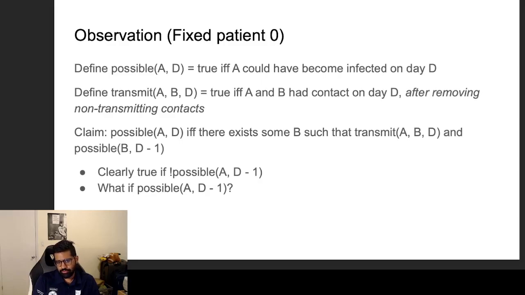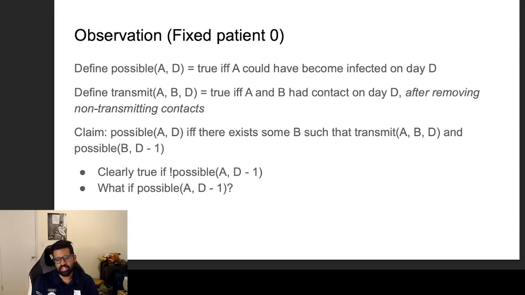So fix a person zero. Now we want to compute these two tables. One table says, is it possible for person A to become infected on day D? Another table is, is it possible for person A and person B to have contact on day D? So this problem would be pretty straightforward if we could prove the following claim. That it's possible for person A to get infected on day D if and only if there exists some person B such that A and B meet on day D and B can get infected on the previous day.